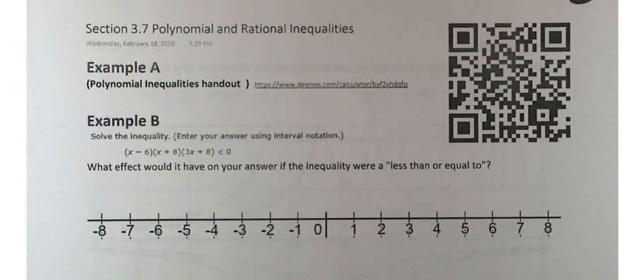Okay, so happy Thursday. We're going to cover a couple sections today. The first one is going to be our last section from chapter 3, which is rational and polynomial inequalities. We're going to start with example B.